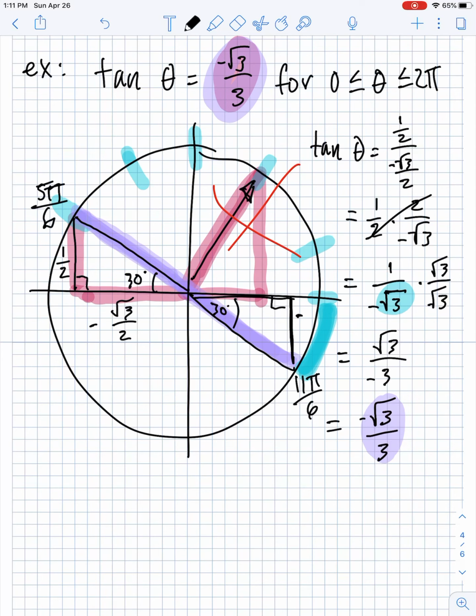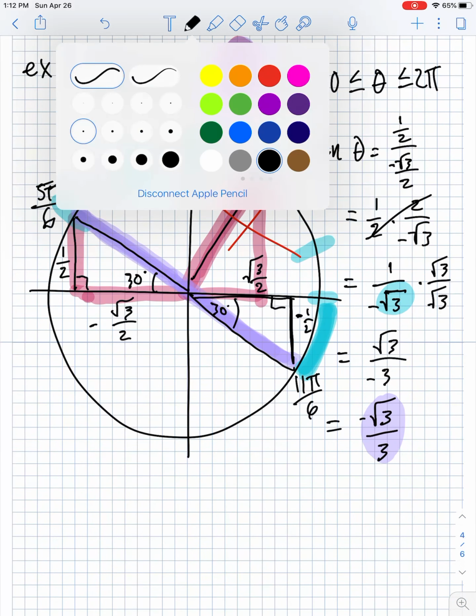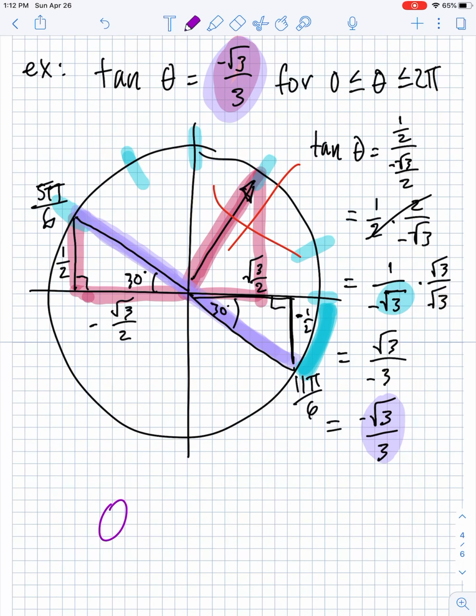This side is going to be negative 1/2, and this side is going to be root 3 over 2. So then when you divide negative 1/2 by root 3 over 2, it's very similar algebra steps to what I just did, and you get negative root 3 over 3. So final answers, let's go purple. Theta is equal to 5 pi over 6 and 11 pi over 6.